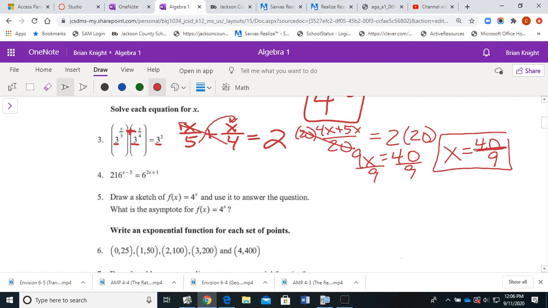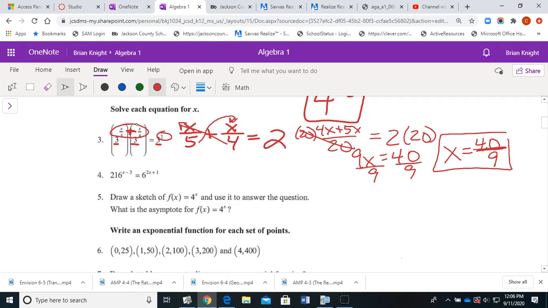When you got x over 5 plus x over 4 equals 2, did you get the 2 from the square of 3? Yes, okay. That's all your exponents. Because again, once the bases are the same, now we can say the exponents are the same.